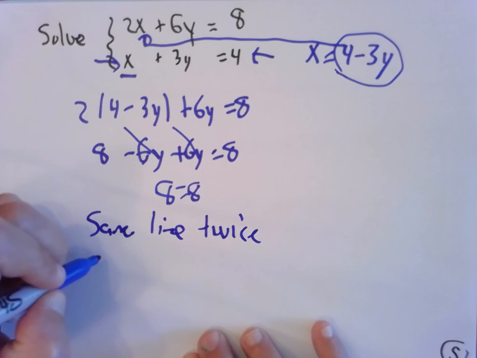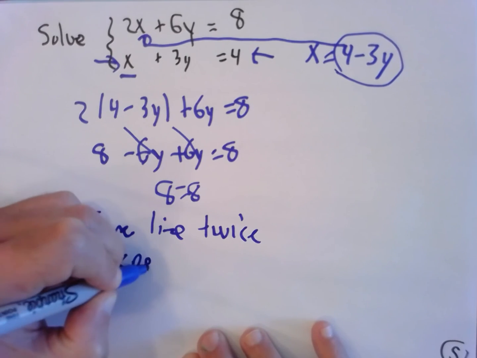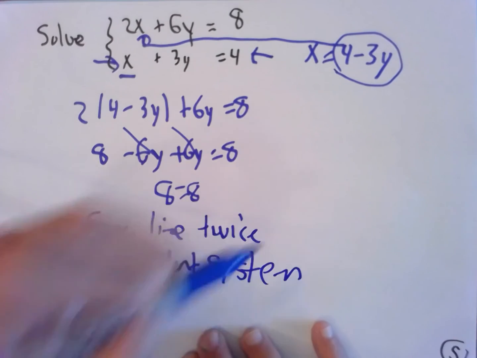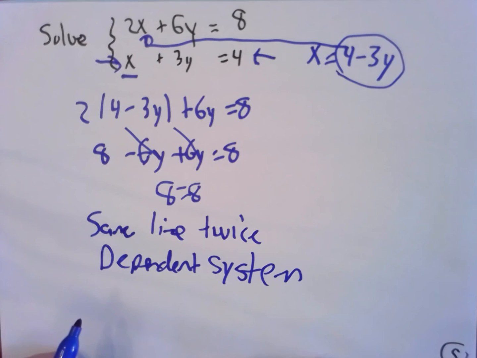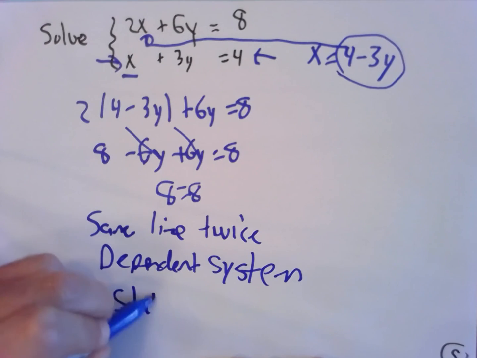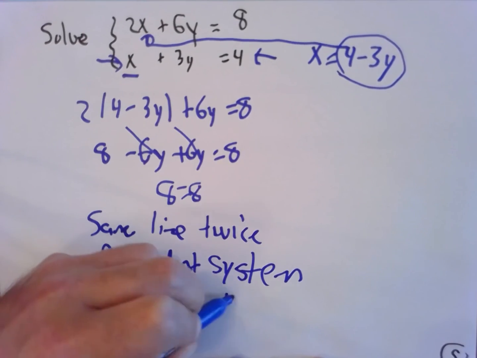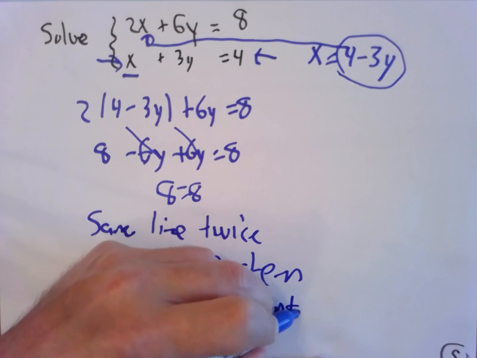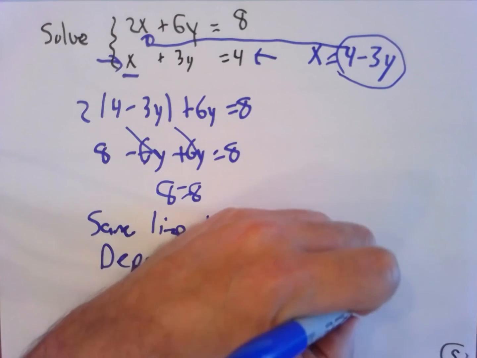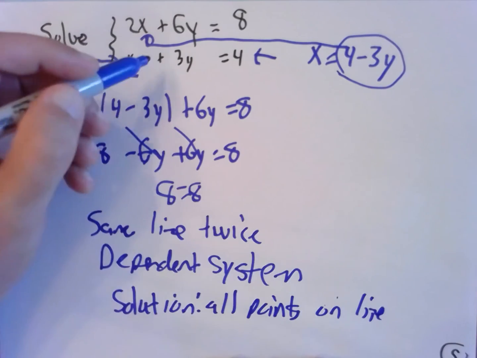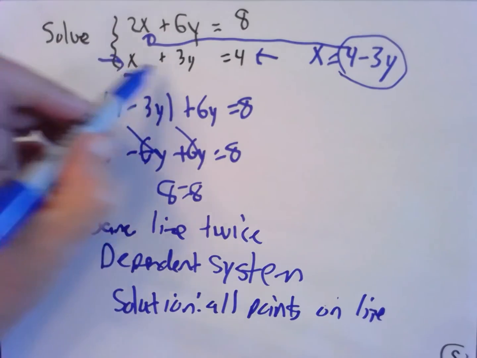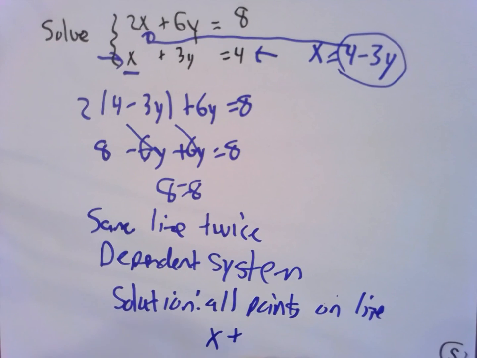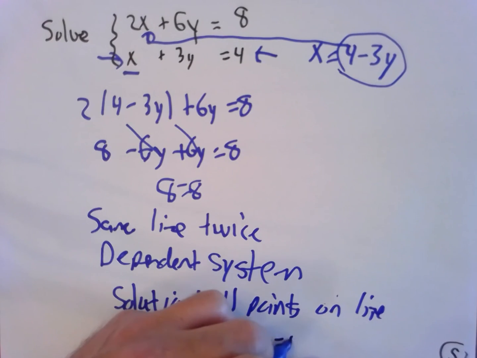If you remember from previous videos, we call that a dependent system. There are an infinite number of solutions, and the solutions are all the points on the line. Which line? Either one. It's the same line. So this one has smaller numbers. I'll write that. All points on the line x plus 3y equals 4.